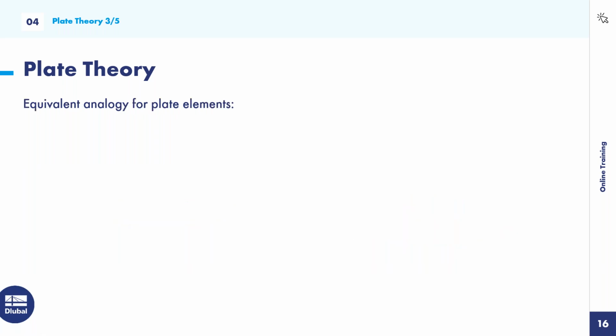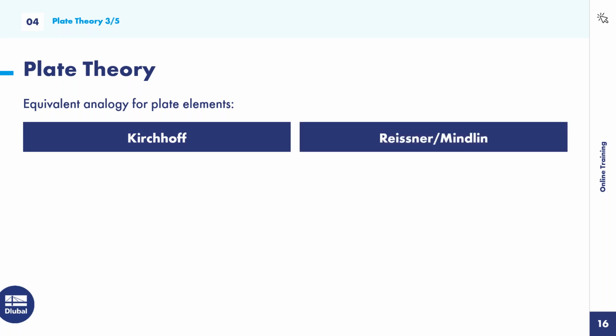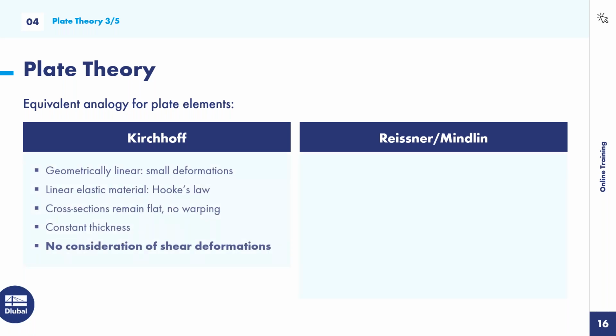So a similar theory to Bernoulli's, but for plates, is the Kirchhoff theory. And then a similar theory to the Timoshenko theory is the Reissner-Mindlin theory, which works for plates as well. So here are the assumptions.